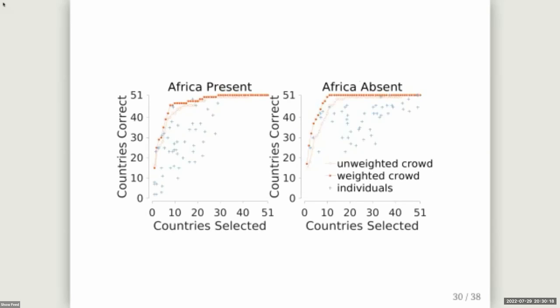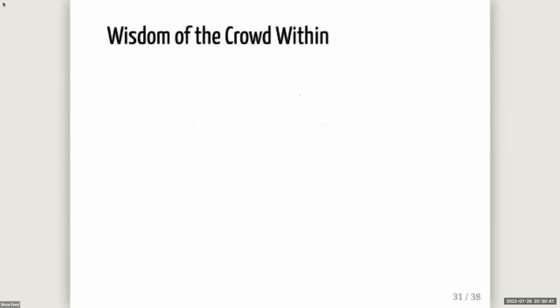And then for Africa, we see similar patterns where the weighted crowd outperforms the unweighted crowd, but you don't see any individuals outperforming the crowd. So in both the US and the African countries condition, we do see a wisdom of crowds effect because most of the participants aren't outperforming the aggregates.